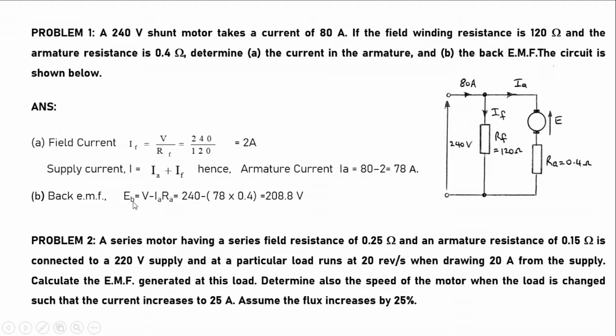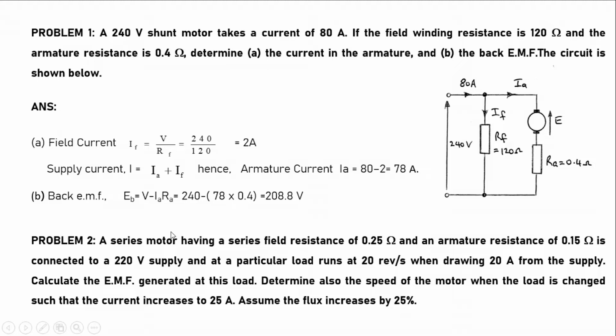Then you can substitute back in EB, that is the required back EMF, V minus IA RA. Here you have to substitute the value of IA. So that is 240 minus 78 into 0.4, where 0.4 is the armature resistance given. You will end up with 208.8 volts.